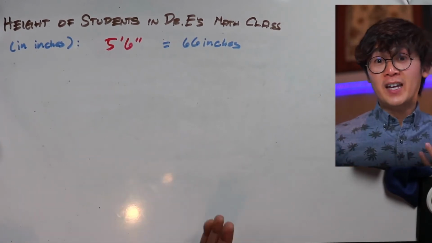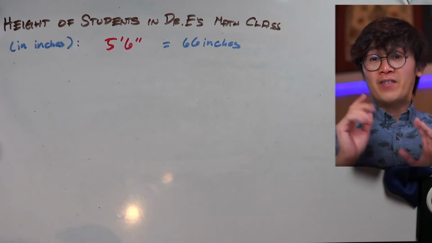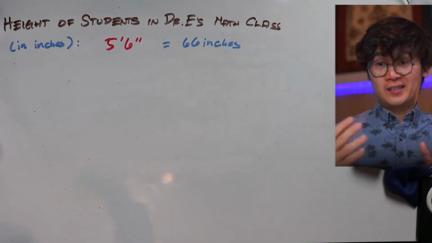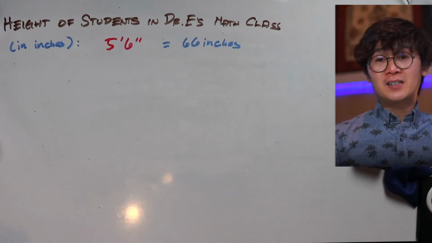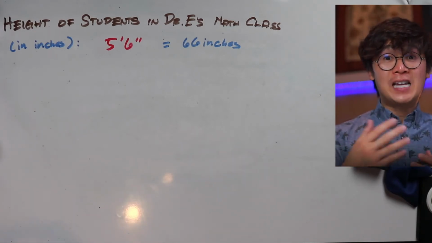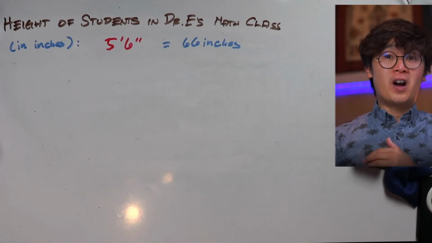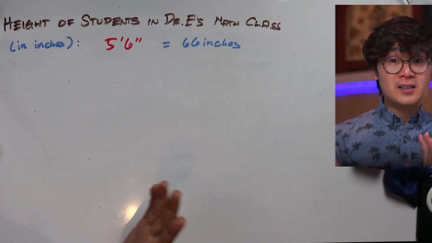So if you're 5'6", you're 66 inches, because 5 times 12, which is 1 foot, is equal to 12 inches, and then add 6 to it. So we have 66 inches. And if you are 5'10", it's 70 inches. If you are 5'1", it's 61 inches, and so on.